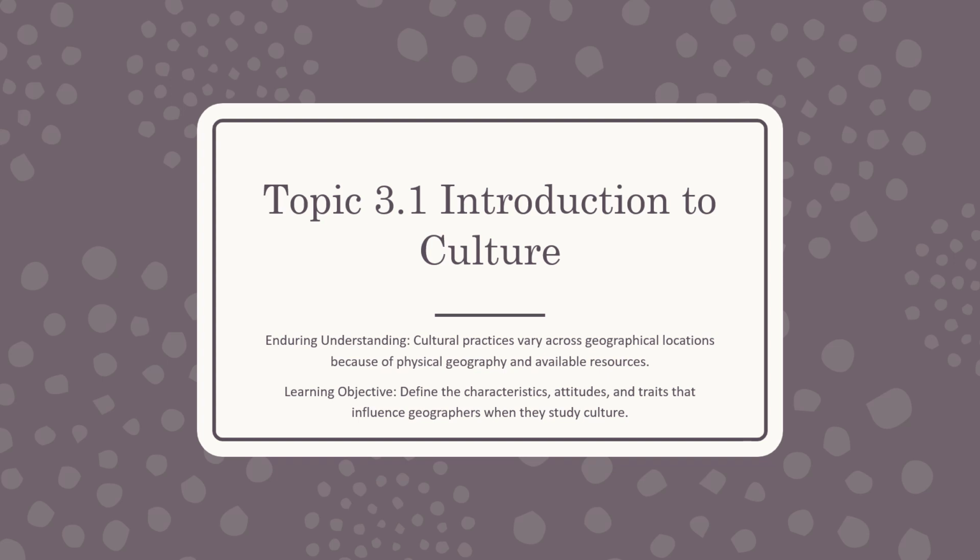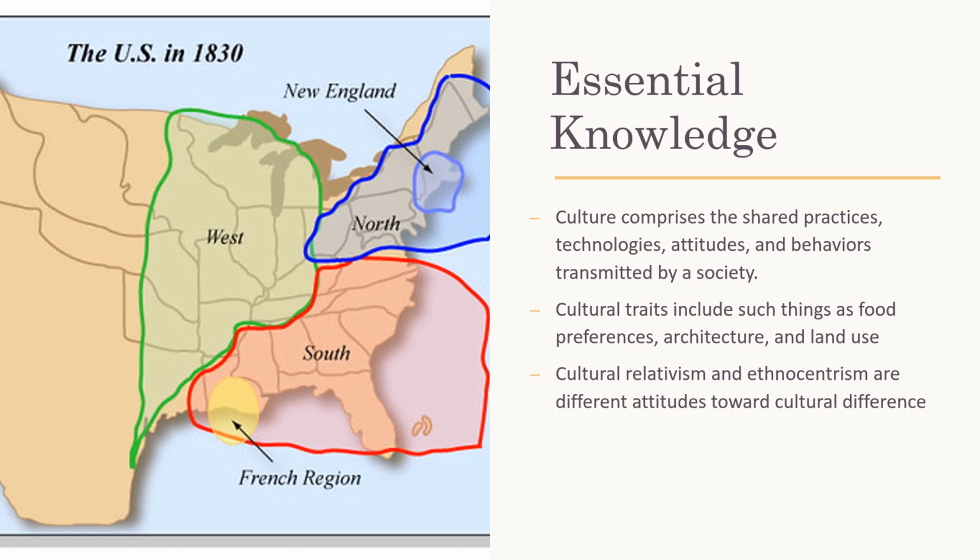So when we think about geographers who are studying culture, we think about some areas that geographers are going to actually focus on. First and foremost, our essential knowledge is that culture comprises the shared practices, technologies, attitudes, and behaviors transmitted by a society. Cultural traits, such as food preferences, architecture, and land use, are some of the items that geographers will study to try to identify where a culture might exist. And then we have two different ideas about cultural differences, right? Cultural relativism and ethnocentrism.